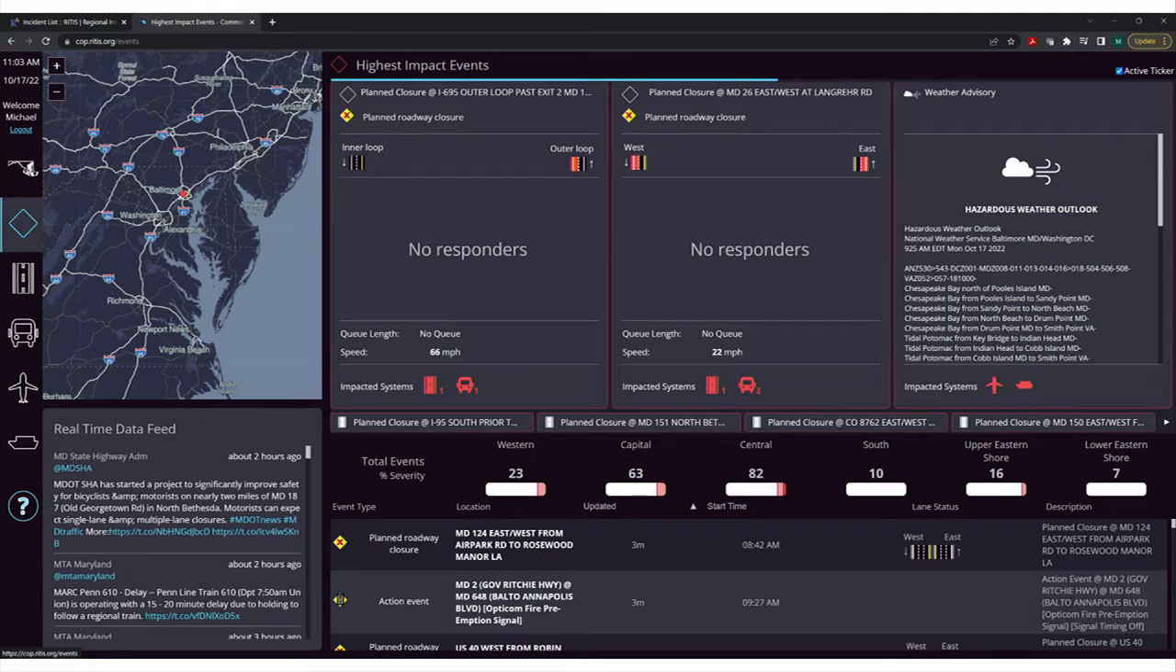Let's see. Then we have a section that shows you the highest impact events. And this just shows the top 10 or 15, whatever, things that are going on. And it doesn't just tell you that there's a crash and that it's affecting a particular lane. It'll also tell you that, by the way, this crash is going to impact a certain transit route, and here's how many buses are on that route, and we expect those now to be delayed because of this particular crash.